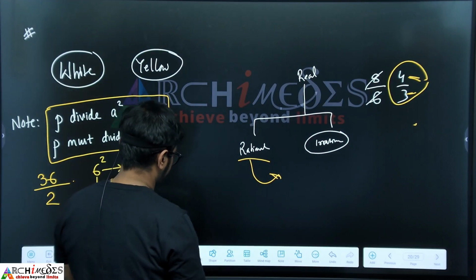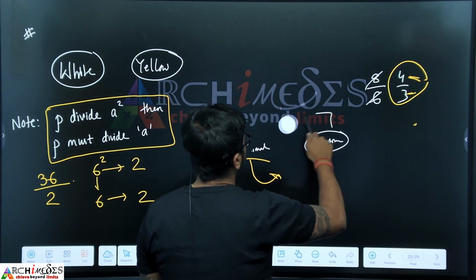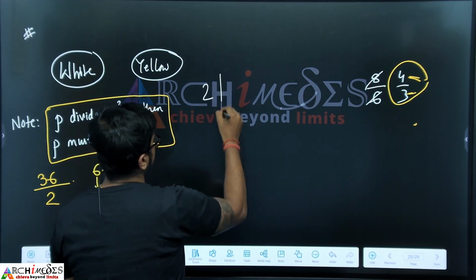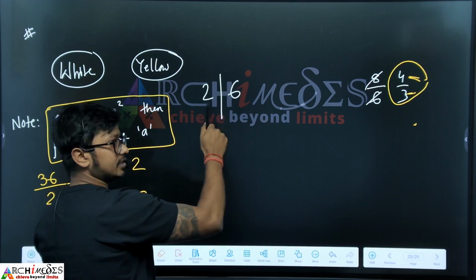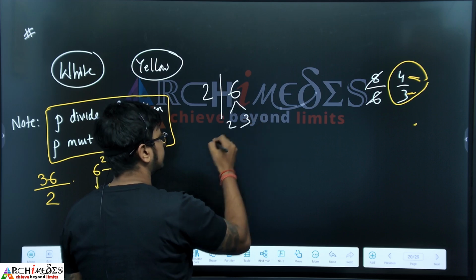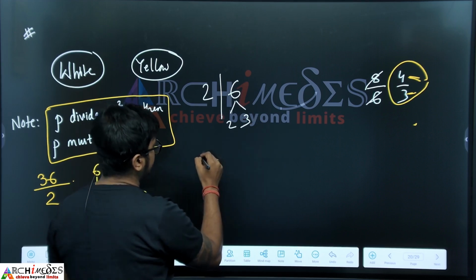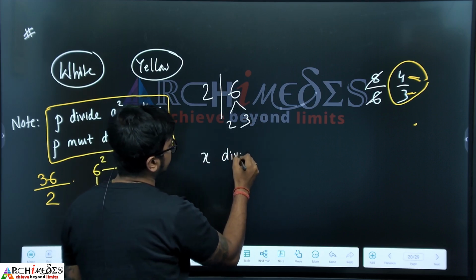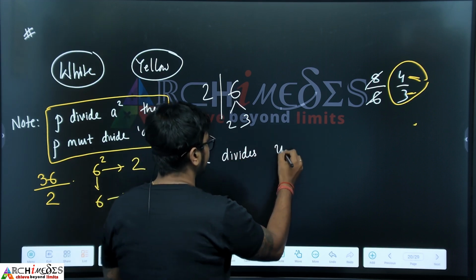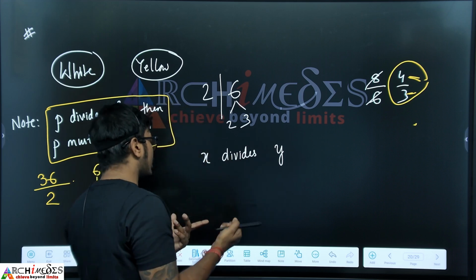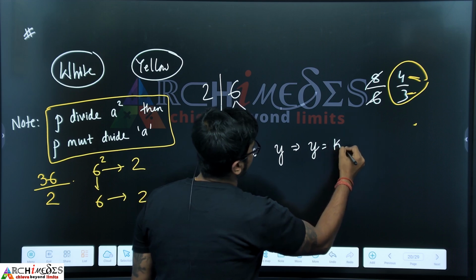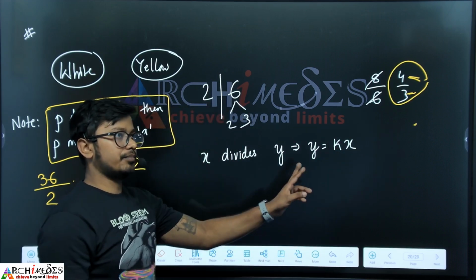Another note. Suppose 2 divides 6. Why does 2 divide 6? Because 6 has a factor 2. Remember that if x divides y, that means y is divisible by x. Why is y divisible by x? Because y definitely contains some factor x. This is a very important note.